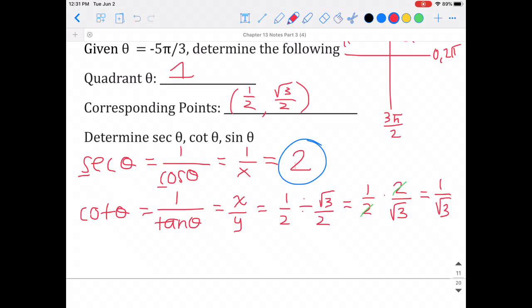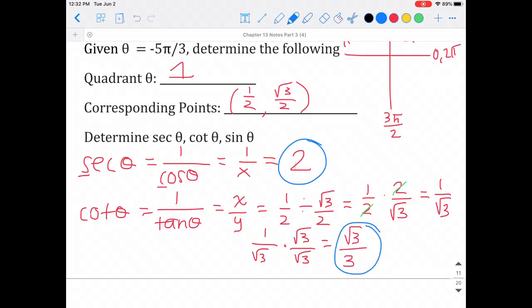However, this is an improper fraction. We cannot have a radical in the denominator, so we have to rationalize. So 1 over radical 3, we rationalize by multiplying by radical 3 over radical 3, and we're left with radical 3 over 3 as our final answer. So the exact value for cotangent of negative 5 pi over 3 is radical 3 over 3.